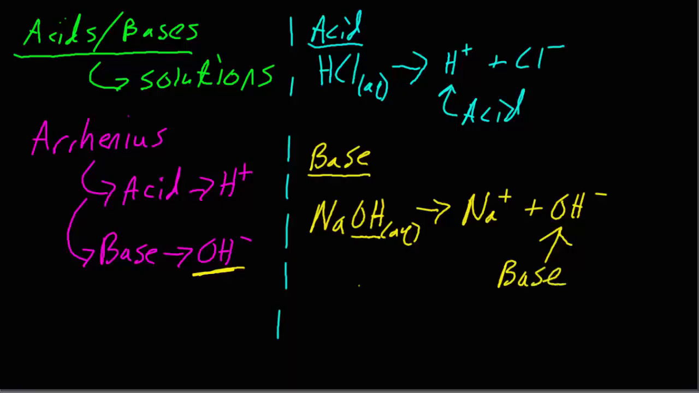So this is a summary of the Arrhenius definition of acids and bases. It's a pretty straightforward definition: your acids are producing H plus ions, and your bases are producing OH minus ions.